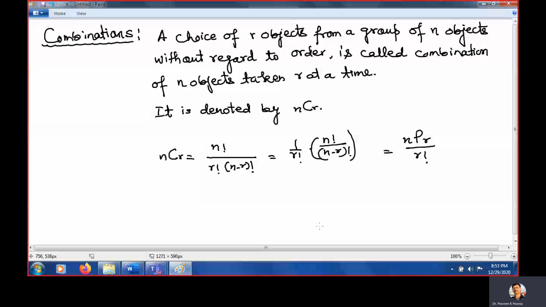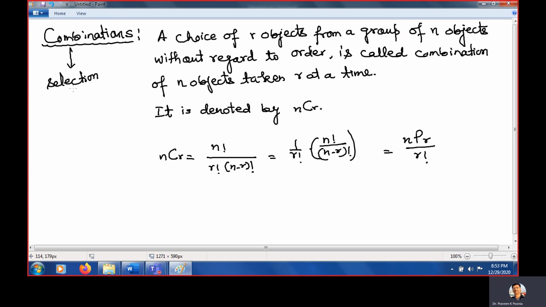Hello students. In the previous video, we learned the fundamental law of counting and permutations. In this second video, we will learn about combinations. There are two types of counting techniques. In one, we are checking arrangements. Here, combination means we are doing selection.